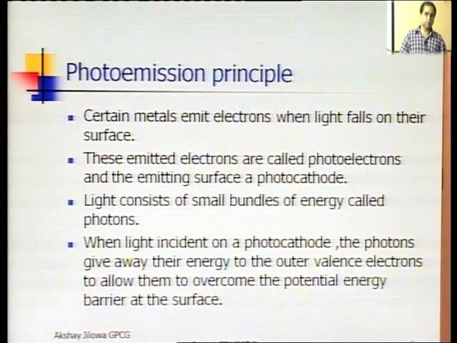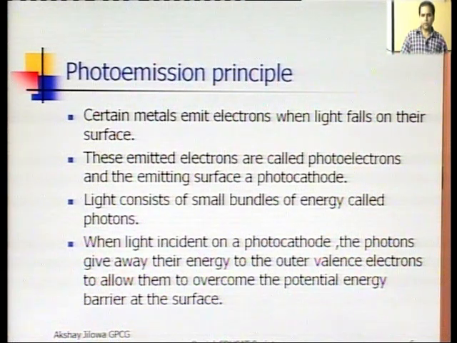When light is incident on a photocathode, the photons give away their energy to outer valence electrons to allow them to overcome the potential energy barrier at the surface. So, how the electrons are liberated is very important, because electrons are present in the molecules and are considered to be revolving around the nucleus. When light falls on the surface of a particular material, which we may call the photocathode or photoemissive surface, then, as we say, photons are energy particles or packets of energy.